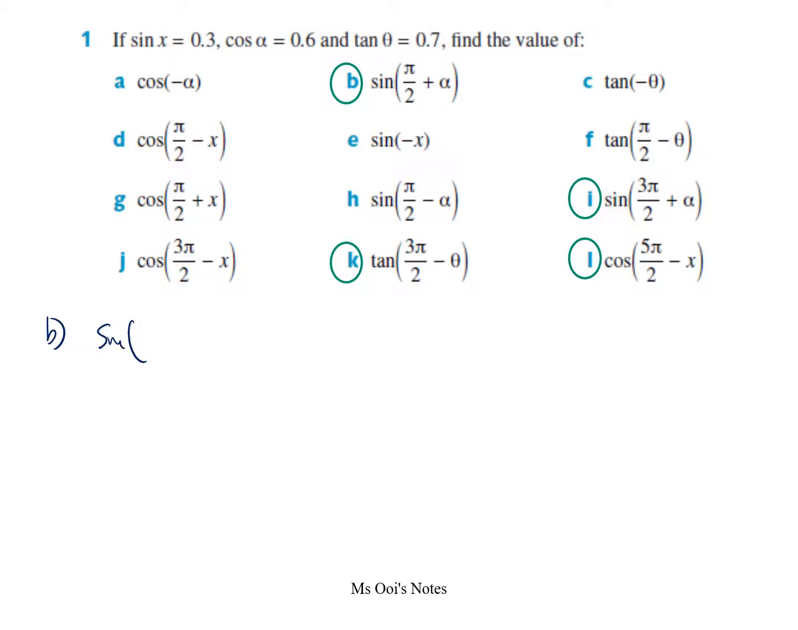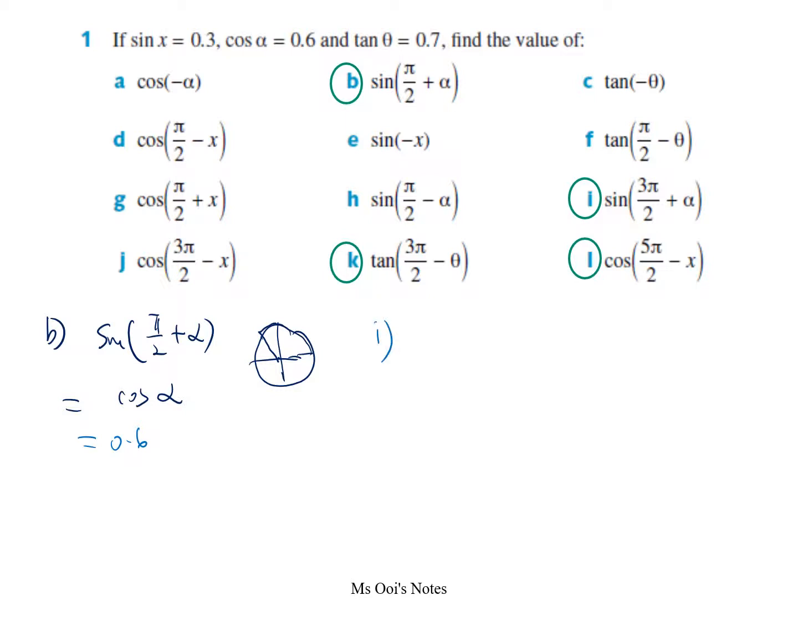We have sine of pi over 2 plus alpha. Can someone tell me what happens to sine when you see pi over 2 involved here? I can hear some of you say it'll be swapped to cos. Sine turns to cos and put alpha here. Now, pi over 2 plus alpha, whereabouts in the unit circle? That is in the second quadrant. Sine means the y value, which is a positive y value. So therefore, positive cos alpha, which is 0.6.